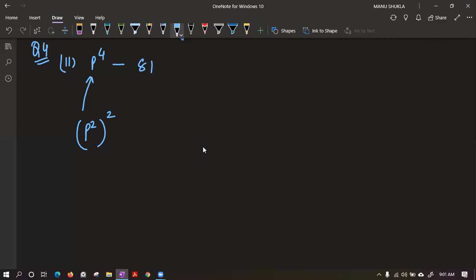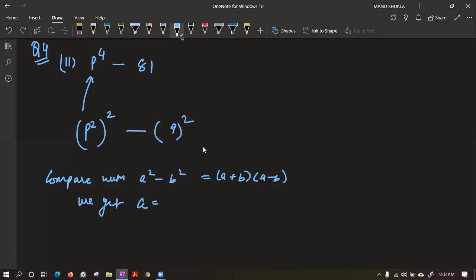So then we have a negative sign. Then we have to think of 81. 81 came from 9 square. Very good. So now you compare with a square minus b square is equal to a plus b into a minus b. We get a is equal to p square and b is equal to 9. Now just put the value. Therefore, the answer is p square plus 9 and p square minus 9.